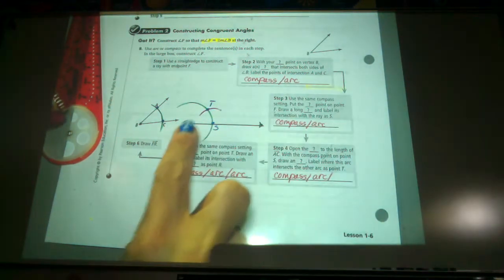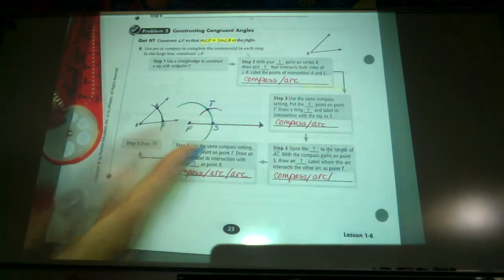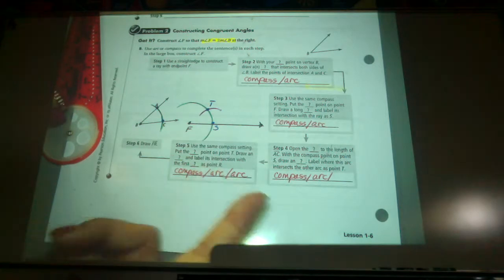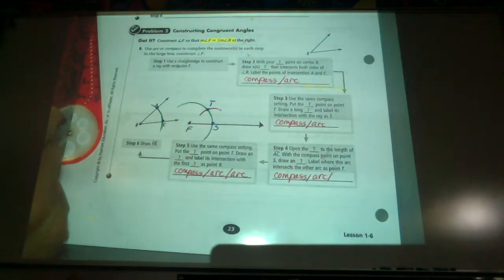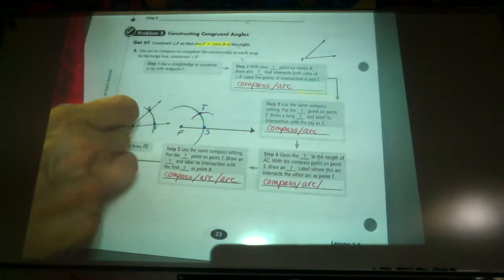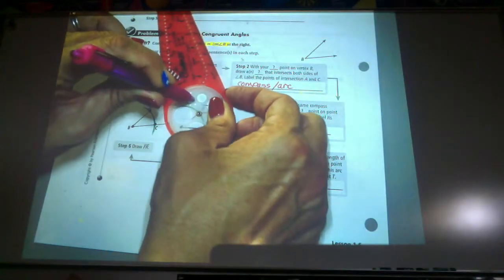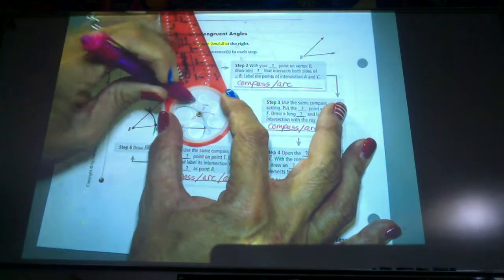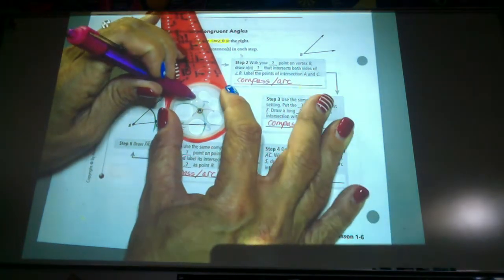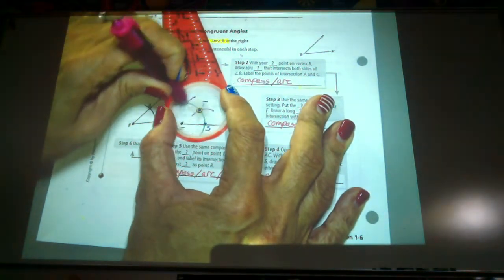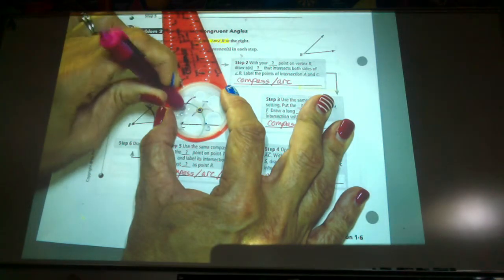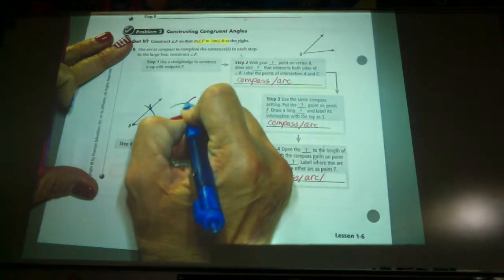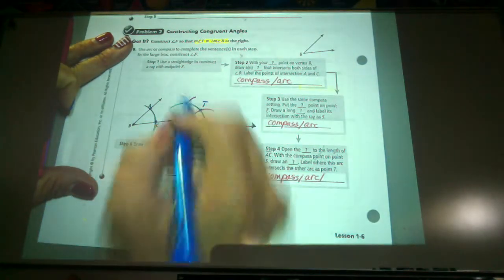So this is actually going to create, if we were to stop here and put a ray from F to T, that would be a congruent angle. But we want twice the angle, so we're going to take the same measurement, take my brad and put it on T this time, holding on to the orange, and I'm going to create a second arc on that first arc and call this point, I want us to call it point R.